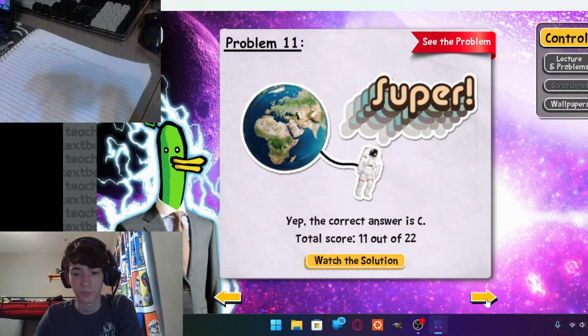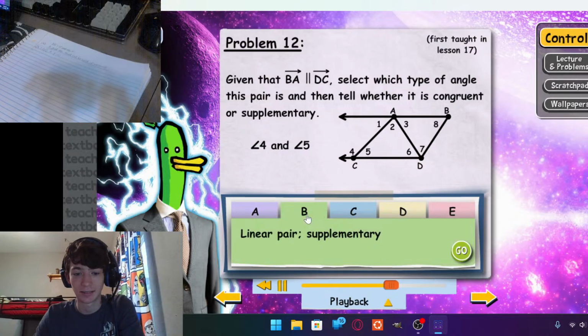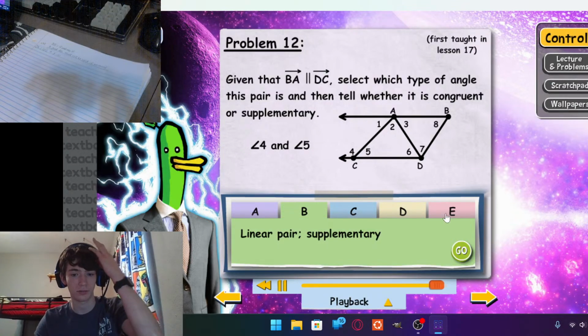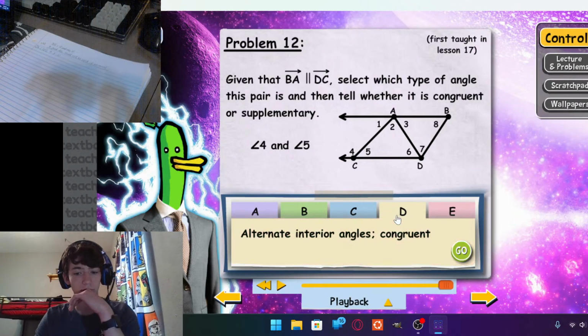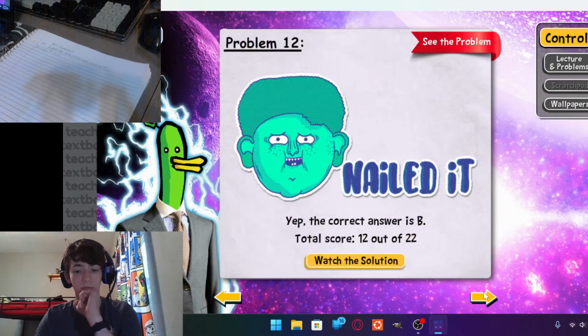Exactly right. Okay. Given that ray BA is parallel to ray DC, you need to select which type of angle this pair is and then tell whether it's congruent or supplementary. And the pair is angle 4 and angle 5. It's a linear pair. Way to go. Yeah, that's what I thought.